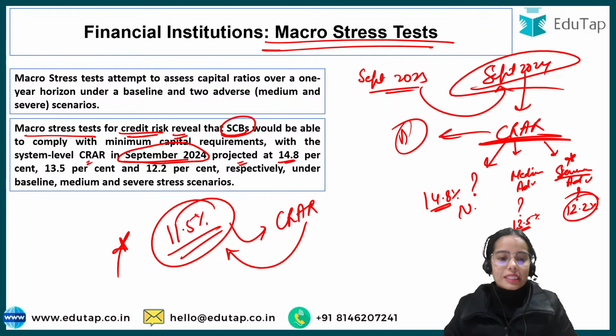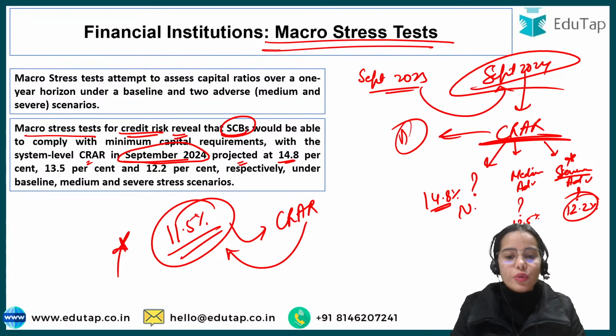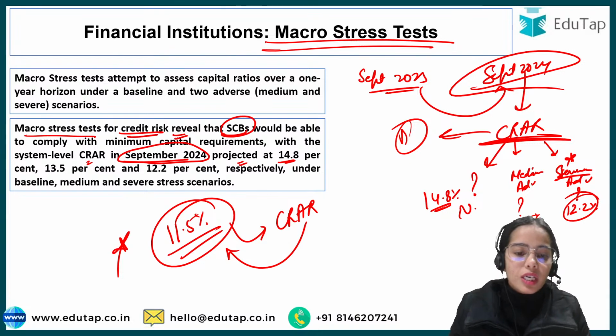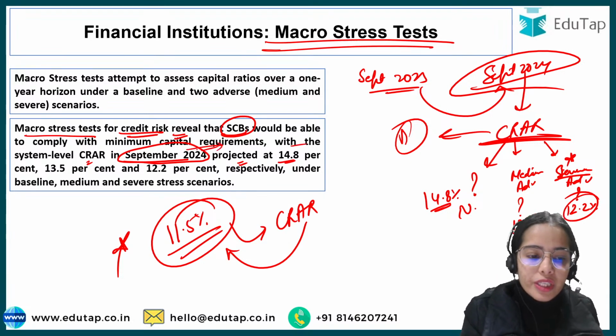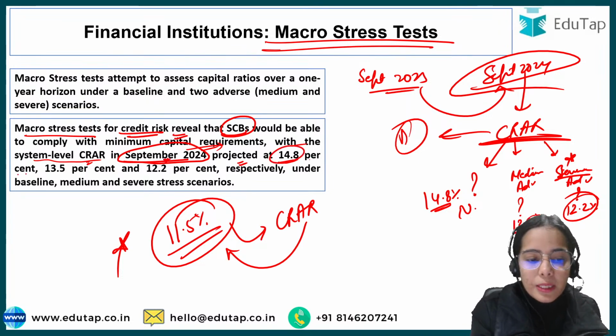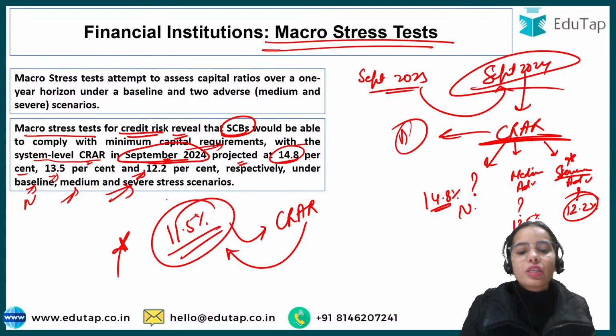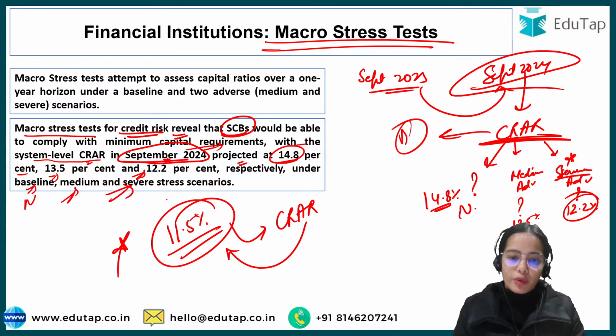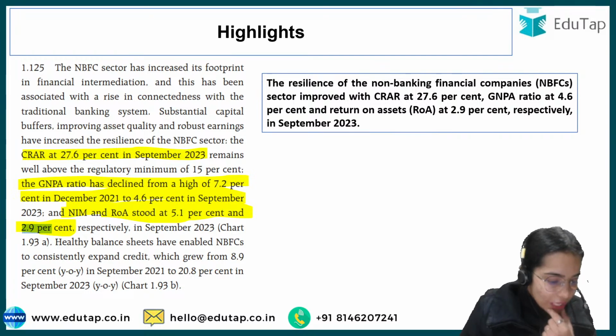The macro stress test for credit risk reveals that scheduled commercial banks would be able to comply with minimum capital requirements, with the system level CRAR in all the banks in September 2024 projected at 14.8% in the baseline scenario, normal scenario, 13.5% in the medium scenario, 12.2% in the severe scenario in September 2024. So till now everything is clear?